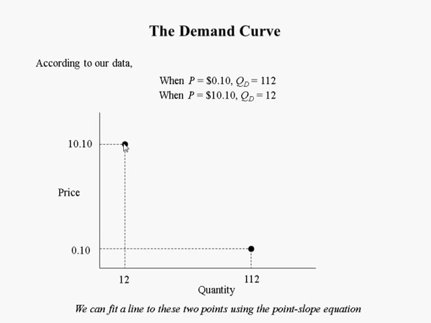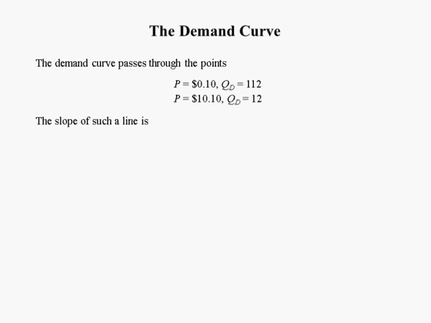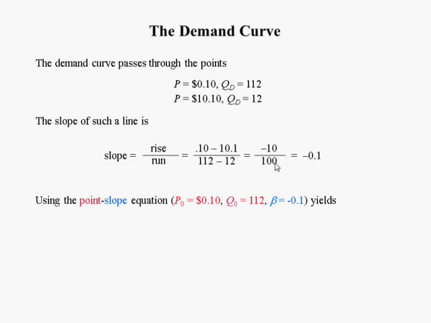The slope is the rise, in this case, minus $10 over the run, which in this case is 100 Big Macs. So the slope again is the rise over run. Notice that when the price is 10 cents, 112 Big Macs are consumed in this market. When the price is $10.10, 12 Big Macs are consumed in this market. So we have a price drop of $10 and an increase in quantity demanded of 100 Big Macs. So the slope is negative 0.1.